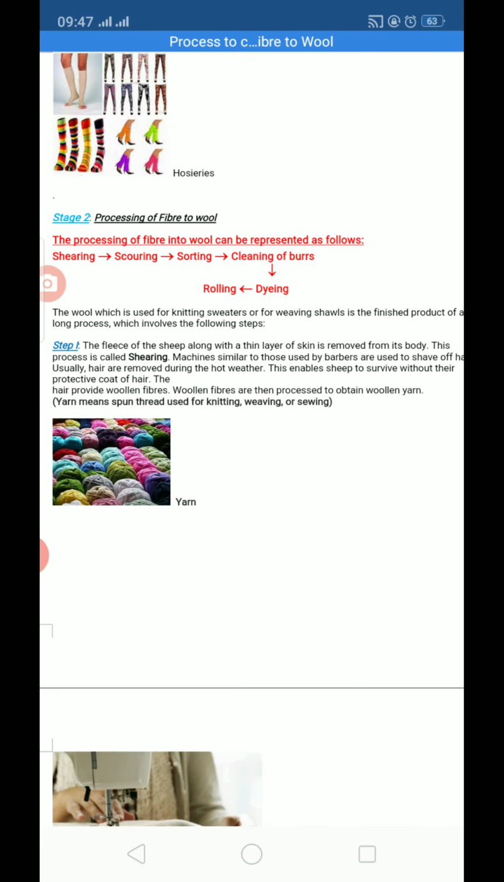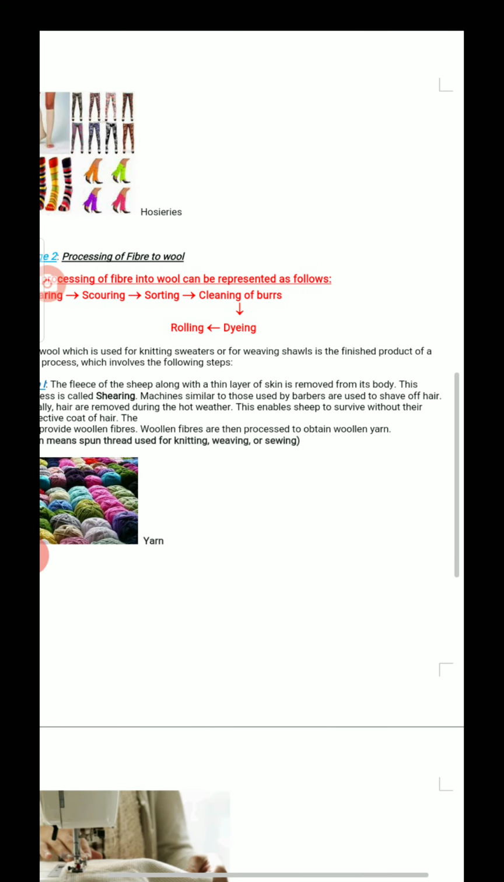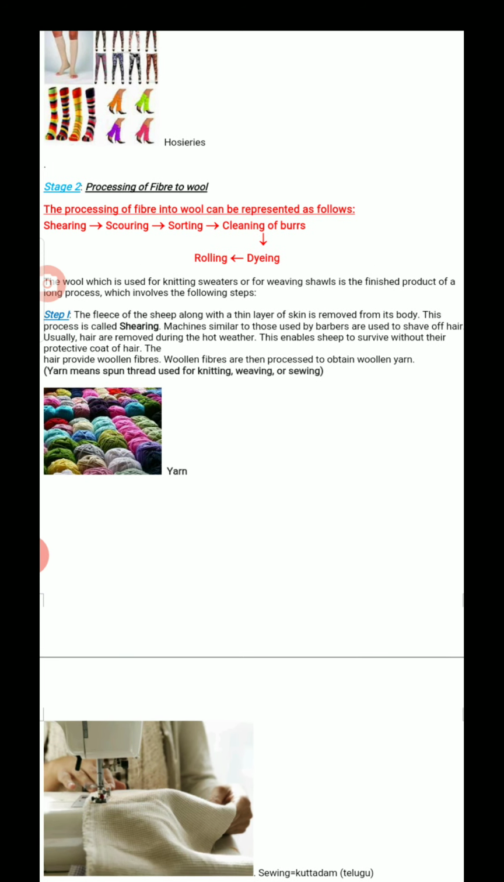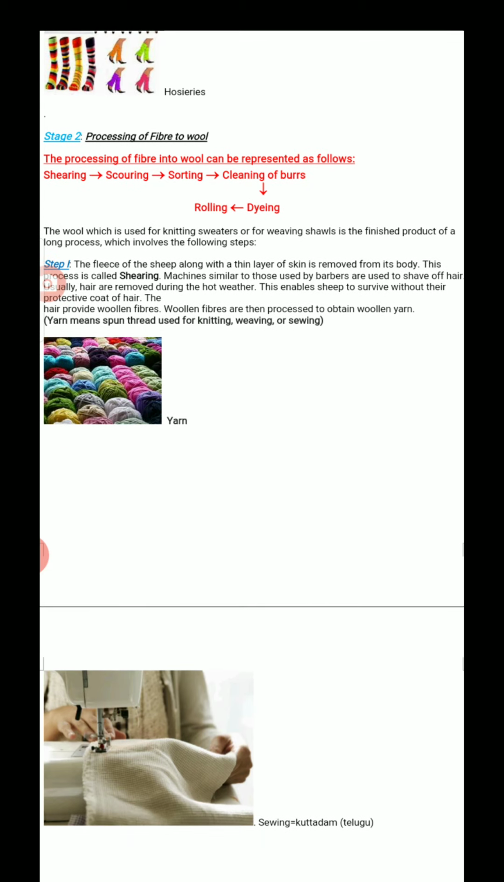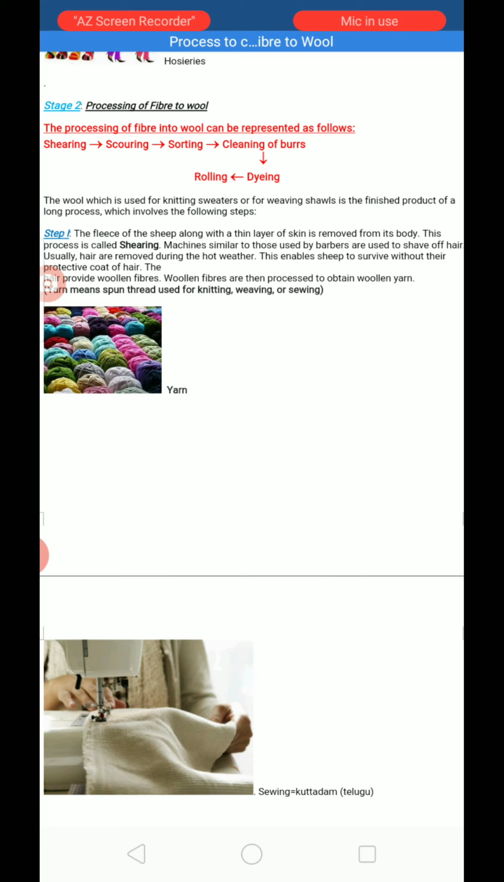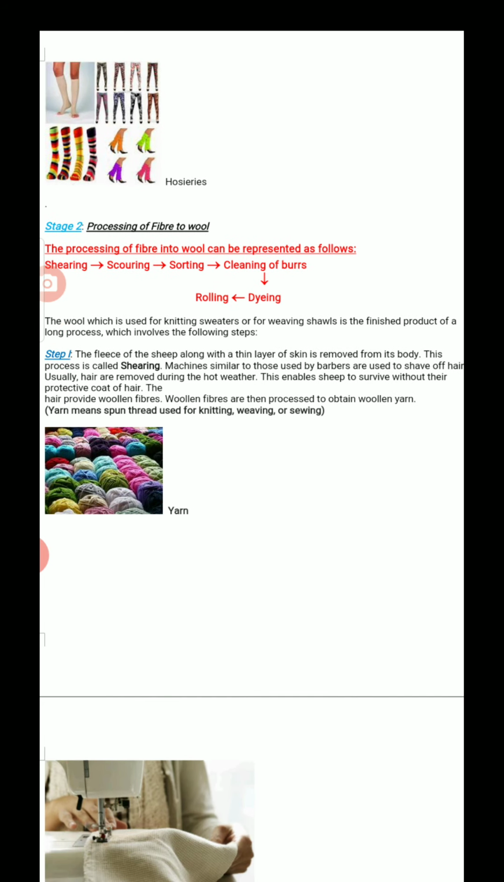So for removing this hair, we use machineries also, like for shaving, how we use different machines. Such machines are available to remove hair from the sheep. So hair is removed during summer season, because this makes sheep survive, because generally the sheep uses that hair to make the body hot. If you remove the hair during summer season, already hot, so it is safe for that sheep.